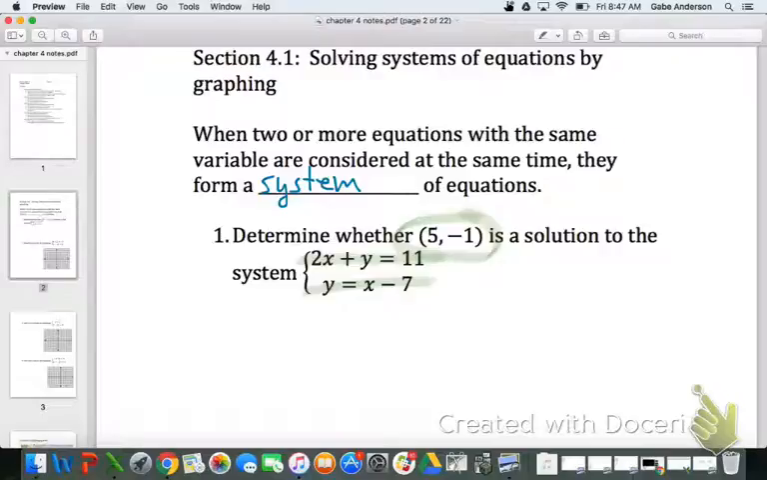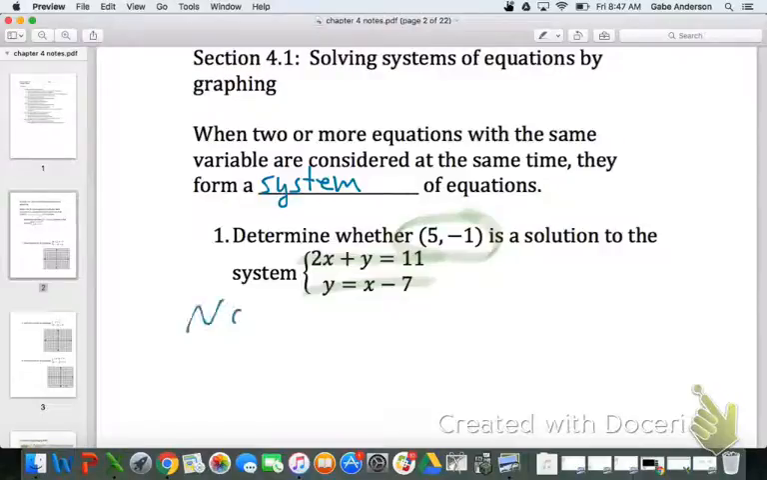And so our job is to check. How do we usually check things? Plug it in. So if you would, plug in and let's determine whether that point, 5 comma negative 1, really is a solution to the system. So take a minute and do that. As is typical, this is kind of a yes or no question, right? So Avery, what do you say? Yes it is or no it's not? No. No? Okay, so Avery says no.